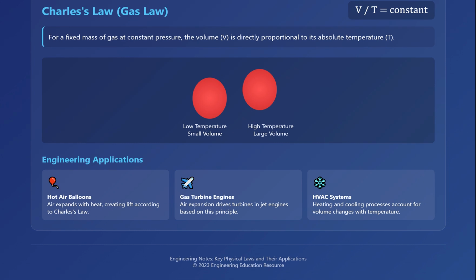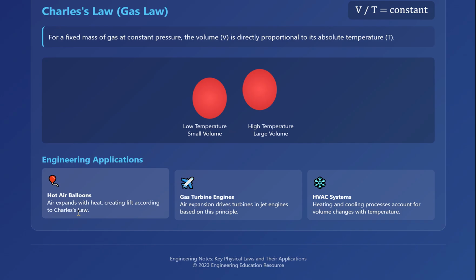You can apply this also in a hot air balloon, where air expands. When air expands with heat, it creates a lifting condition. This is called Charles' law. If the air expands in a balloon, it is creating heat. And if it is creating heat, the air becomes lighter, and then the balloon is lifted. So we call it Charles' law.